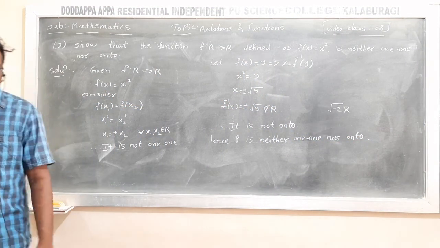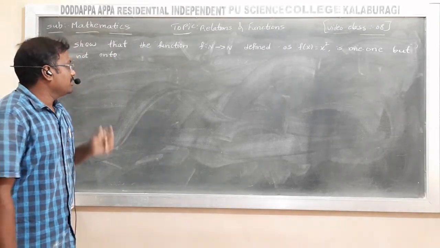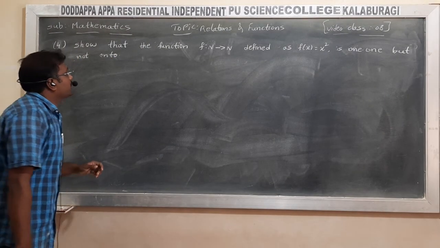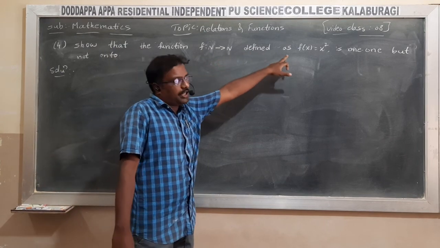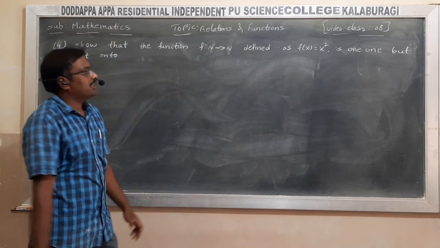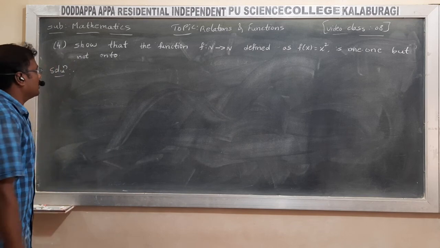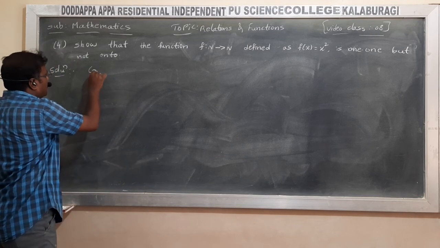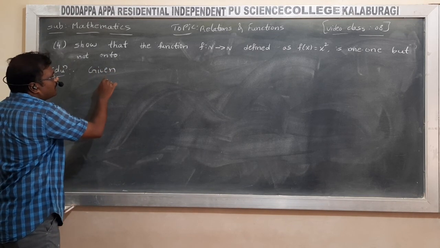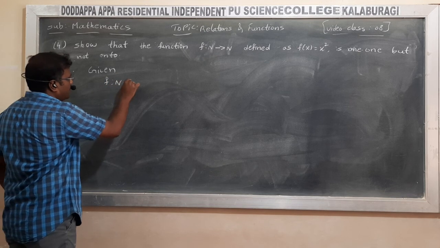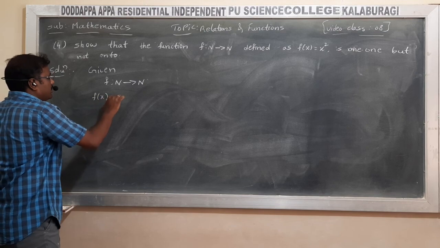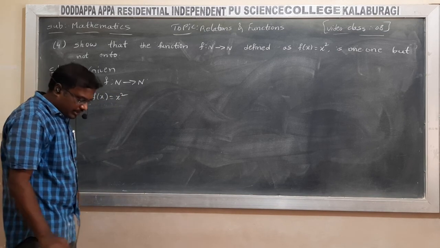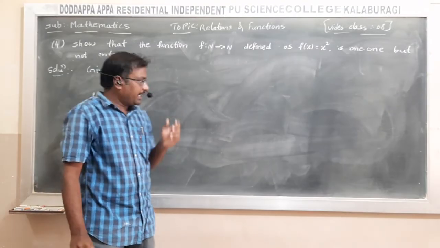Okay, so we go for another problem. Show that the function f from N to N defined as f of x equal to x square is one-one but not onto. So first you have to write the given condition. What is given? f from N to N is given and f of x is equal to x square is given, right?